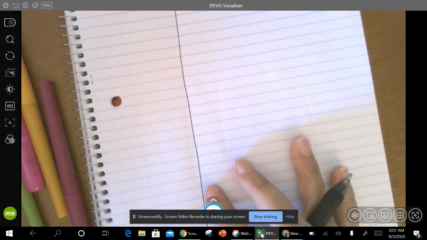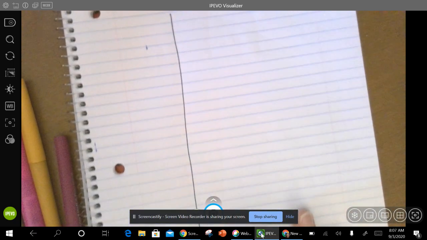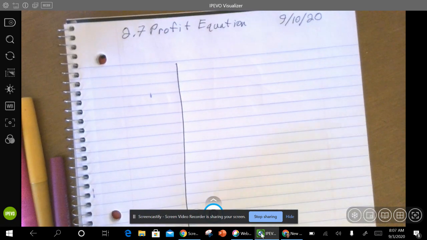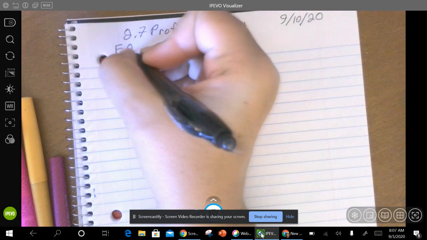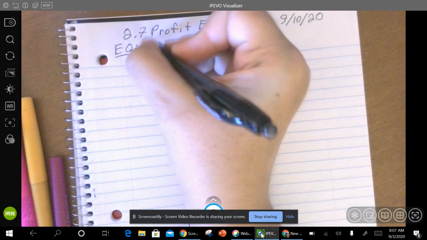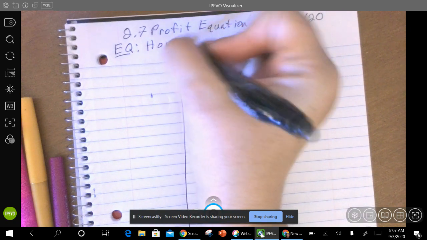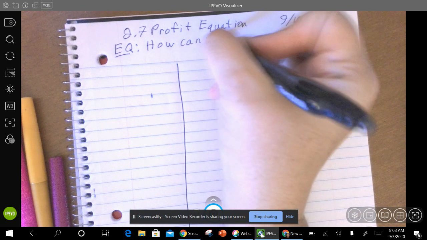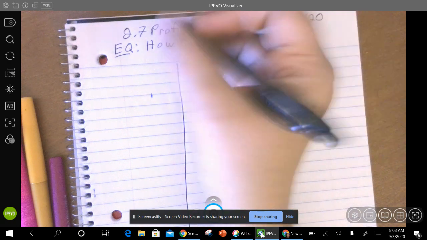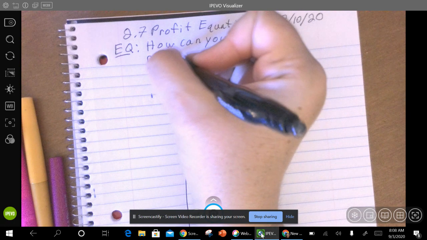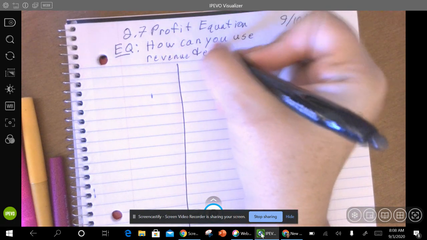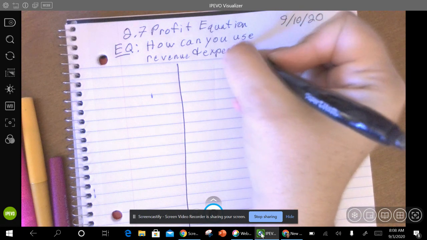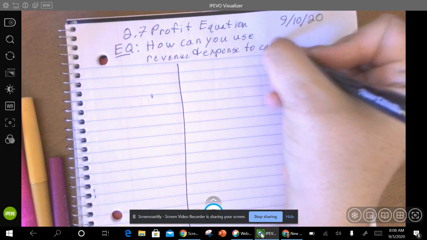Morning. So we're going to work on our profit equation. Okay, so our essential question for the profit equation, this is section 2.7: how can you use revenue and expense to calculate profit?